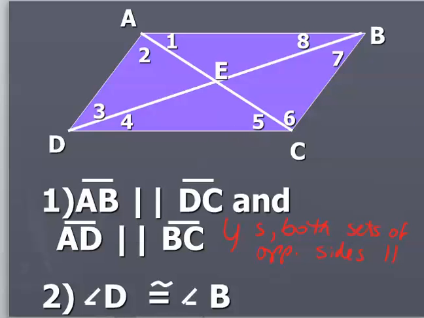Example 2 says angle D, so this entire angle D, 3 and 4 together, is congruent to angle B, and that's the entire angle B, 7 and 8 together. I don't have any information on the other opposite angles, angle A and angle C, and since opposite angles must be both pairs, then I have to say no. I don't really have enough information on this one to say if it's a parallelogram, so then it's not.